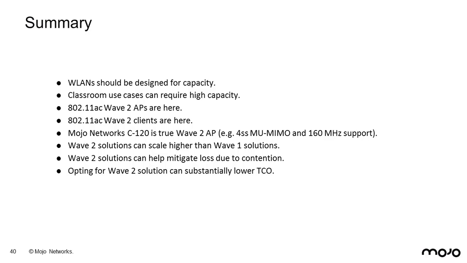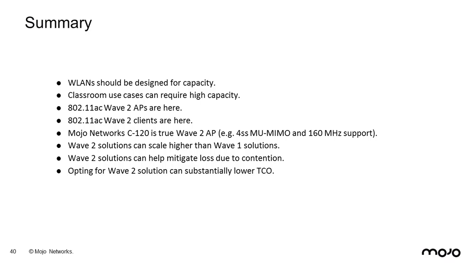The Mojo Networks AP, I say it's a true Wave 2, because it supports up to 4 spatial streams, multi-user MIMO and 160 MHz support. Not all APs that are marketed as Wave 2 can say that. And then Wave 2 solution scales higher than Wave 1.